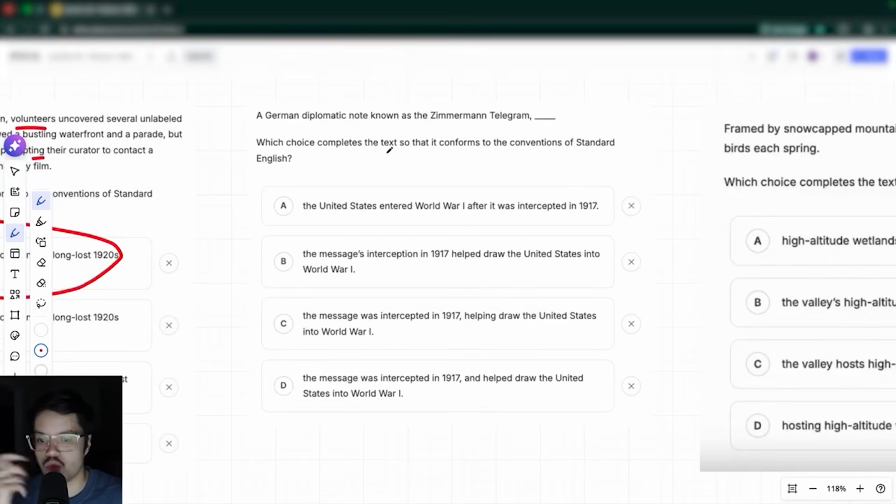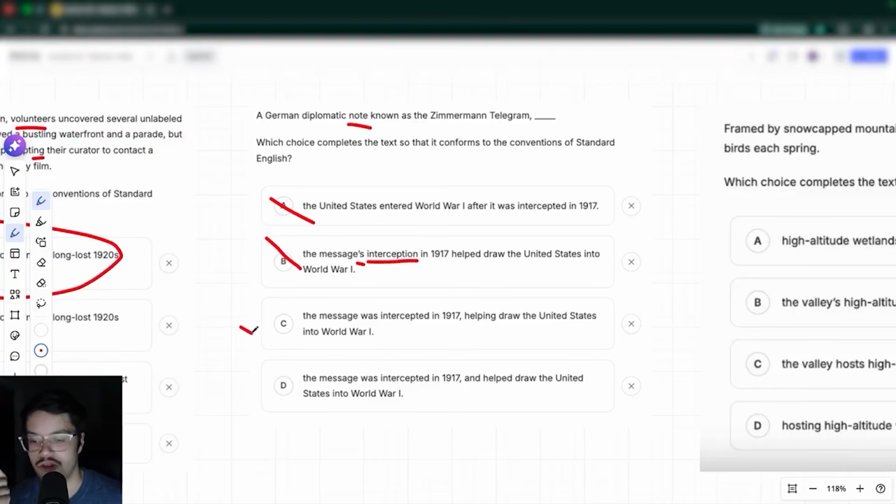Okay, this one. A German diplomatic note known as the Zimmermann telegram. We're talking here just about the message, the Zimmermann telegram. So something that has to be the first thing that's said after the blank. United States. No, the United States is not a message. It's a country. The message's interception. That is close, but again, we have apostrophe S here. An interception would not be referring to the note itself. So that would also be wrong. The message. Okay, that's correct.